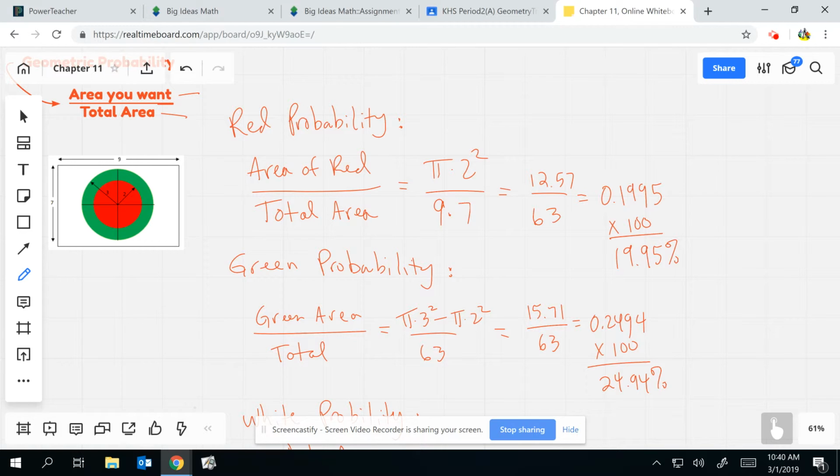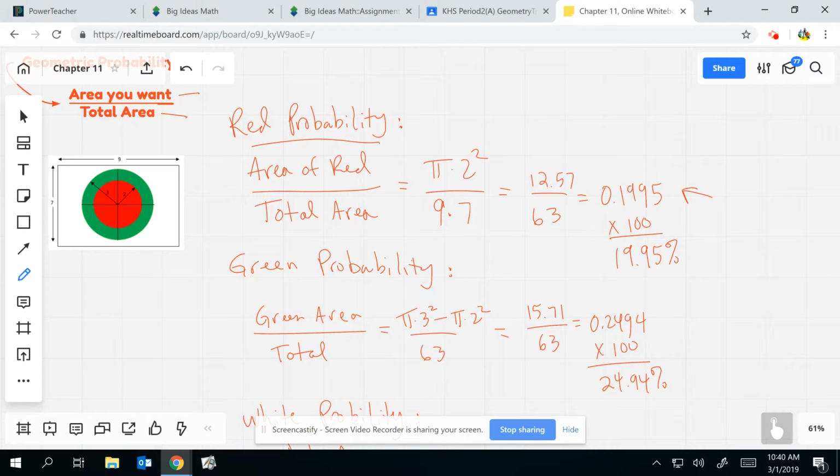In this shape, the whole thing is going to be 7 times 9. That's going to be the total area on the bottom of all three fractions, because that's our whole dartboard, 7 times 9. If I'm looking for the red probability, the area of the red is just pi times 2 squared. My radius is 2. Pi times 2 squared would be 12.57. My whole area would be 7 times 9, that's 63. If I take my area that I want and divide it by 63, the total area, I get 0.1995 as a decimal.